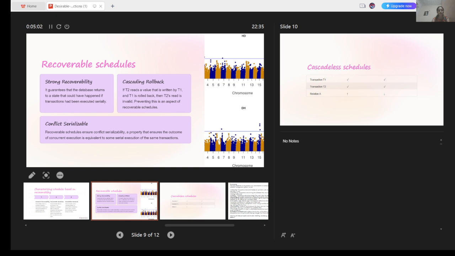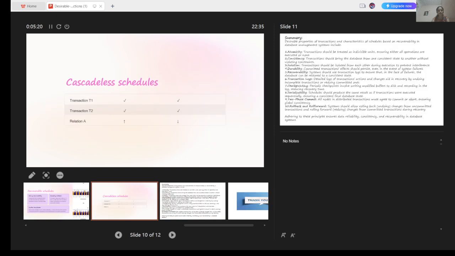Conflict serializability. Recoverable schedules ensure conflict serializability, a property that ensures the outcome of concurrent execution is equivalent to some serial execution of the transactions. Cascadeless schedules: transaction T1, transaction T2, and the relation between the two.